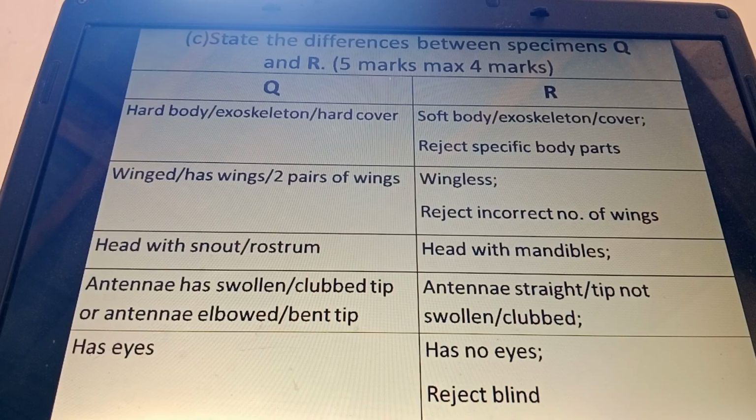Something went wrong with the camera. And therefore, let's look at the differences again now for Q and R. So hard, okay, the other one is soft. Reject specific body parts. Winged, the other one is wingless. Reject incorrect number of wings.